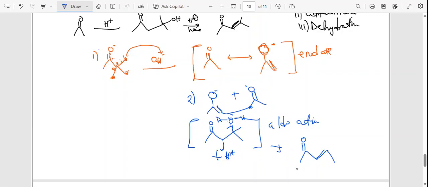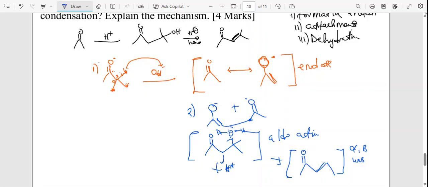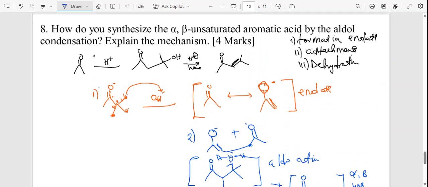Then the alpha-beta unsaturated compound is what I've now formed here, which the question needed. So this is an alpha-beta unsaturated condensation compound. So that's how you form this. Don't forget the question, this is what it required. So explain the mechanism. So we have explained using this aldol addition.